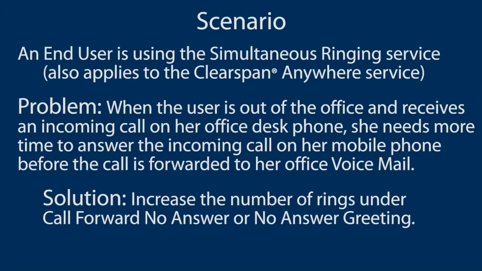For this scenario, I have an end user that is using the simultaneous ringing service, meaning when their desk phone rings, they want another phone to ring also. In this case, it's their mobile phone. This scenario would also apply to the Clearspan Anywhere service. The problem is that sometimes my user can't answer their mobile phone within the default number of rings, which is usually 3. So in this tutorial, I'm going to increase the number of rings from 3 rings to 5 rings before an incoming call is forwarded to voicemail.